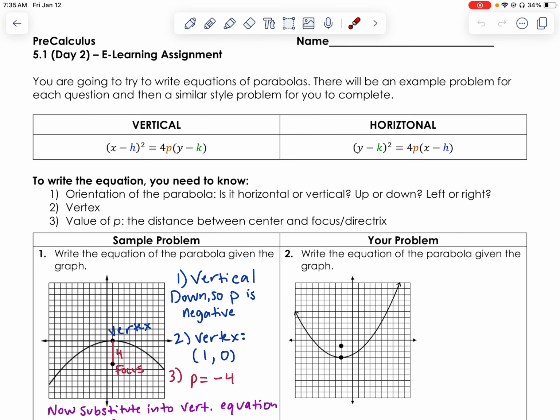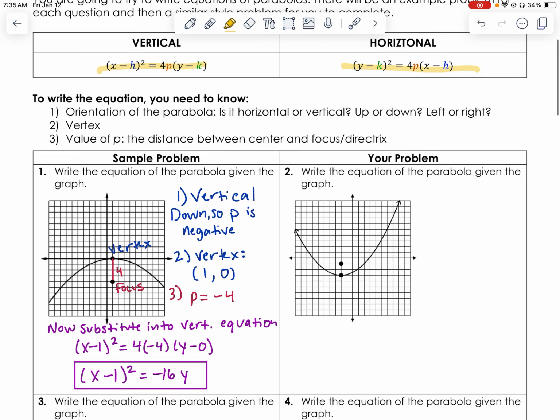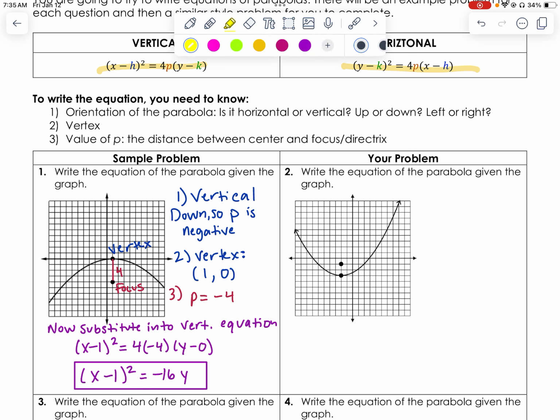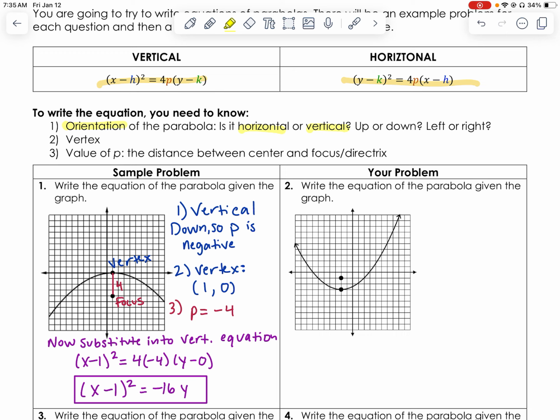Here are the equations of the parabolas. Here is the vertical equation, and here is the horizontal equation. So for the things that you need to know for an equation of a parabola, first thing is you need to know the orientation. Is this horizontal or is it vertical? Depending on its direction, is it up or down or is it going left or right? The equation has h and k as a part of the equation, which means that we need the vertex so that we can replace those with numbers. And then lastly, we need the value of p.